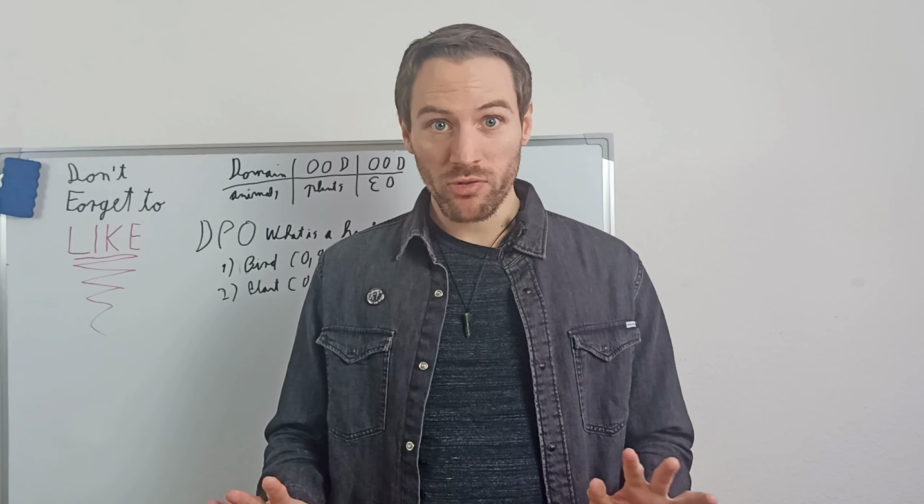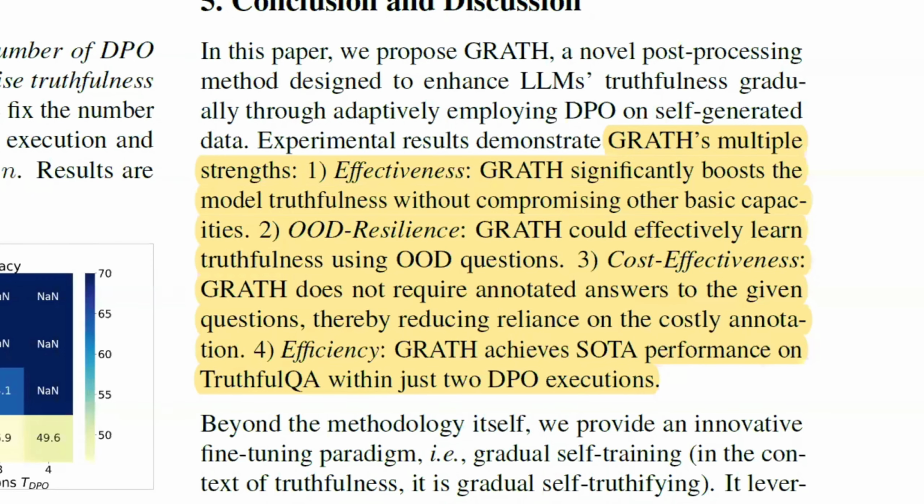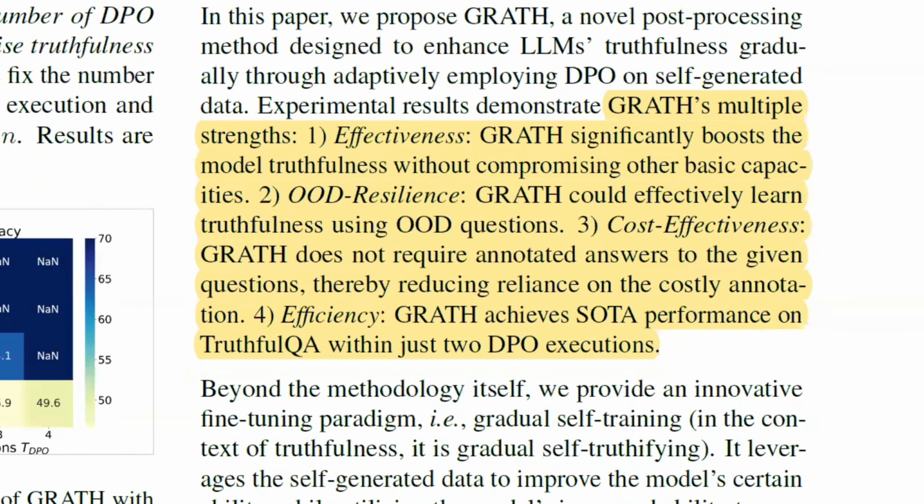So having looked at all of that, the paper demonstrates GRATH's multiple strengths. Effectiveness. GRATH significantly boosts the model truthfulness without compromising other basic capacities. OOD resilience. GRATH could effectively learn truthfulness using OOD questions. Cost effectiveness. GRATH does not require annotated answers to the given questions, thereby reducing reliance on the costly annotation. Efficiency. GRATH achieves state-of-the-art performance on TruthfulQA with just 2 DPO executions.